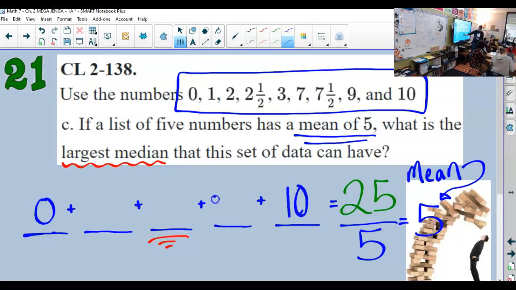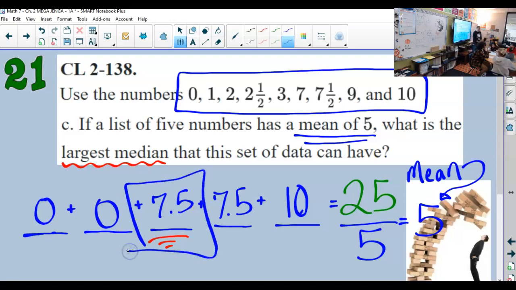10's going to go here. What do I need to total up to? 25. What's 7.5 and 7.5? 15 plus 10. You could also put a 1 and a 9. You could put a 3, but no, actually if you do 3 then this would turn into 7. But if you want the biggest that we can get working with these numbers on your paper: 0, 0, 7.5, 7.5, and 10. And yeah, those zeros count. If we write them down as numbers that we have, they count as some of the numbers that we have.